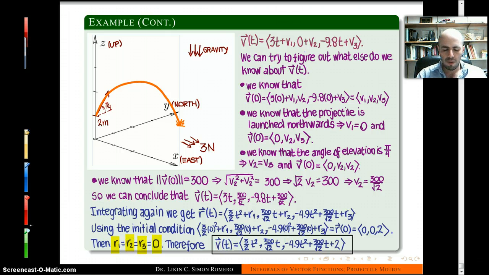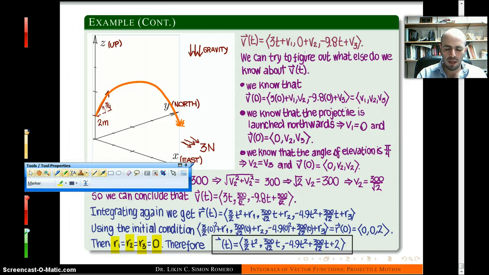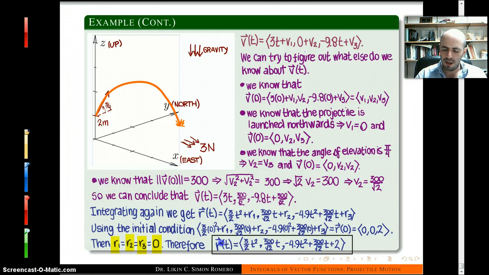So therefore, we have that, and this is not the velocity, this should say r(t). I'm using the wrong marker, so let me get the right marker. So it says that r(t) has to be equal to this formula right here.